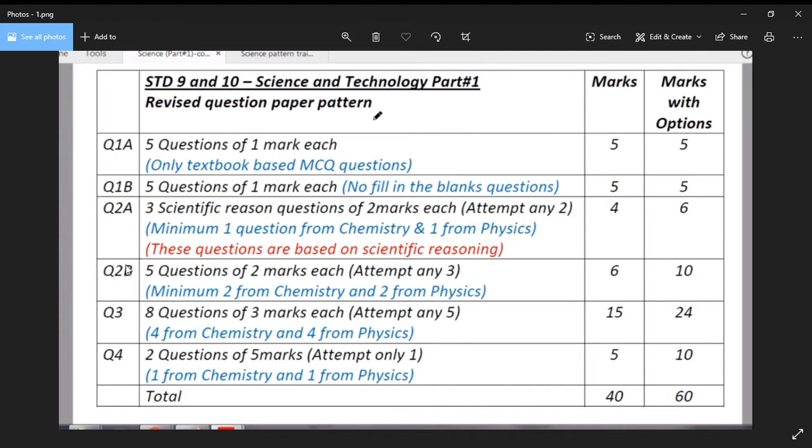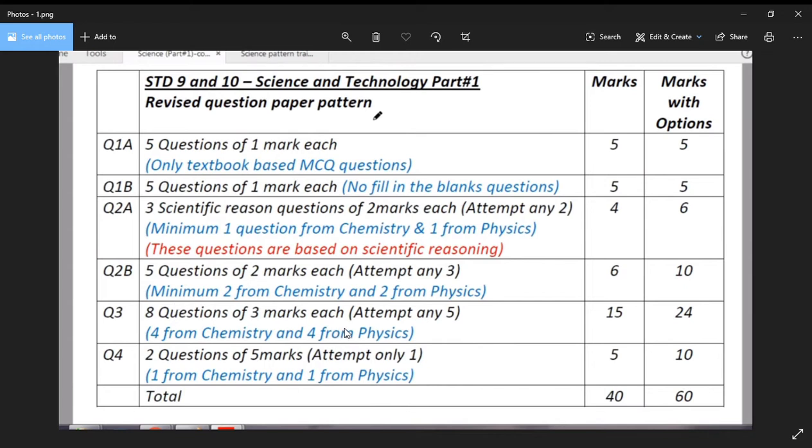Question 2B has 5 questions of 2 marks each. You have to attempt any 3. Right? It means that there are 6 marks. Here, a minimum of 2 are from chemistry and 2 from physics. Right? It means that there are 10 marks in total for the question. Now question 3, there are 8 questions of 3 marks each.